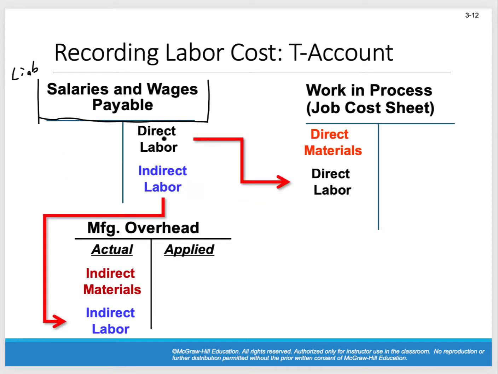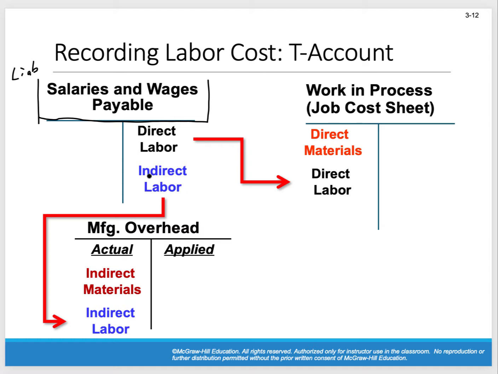So here's what I'm going to do. I need to move direct labor to work in process. How do I do that? Well, direct labor is going to get a credit to the salaries and wages payable, and I'm going to debit WIP.